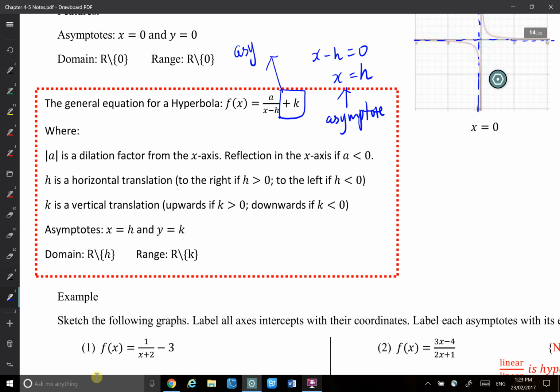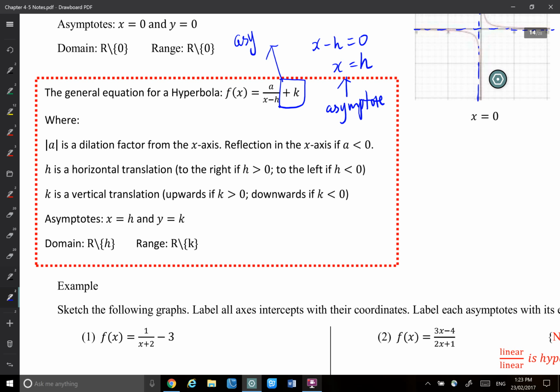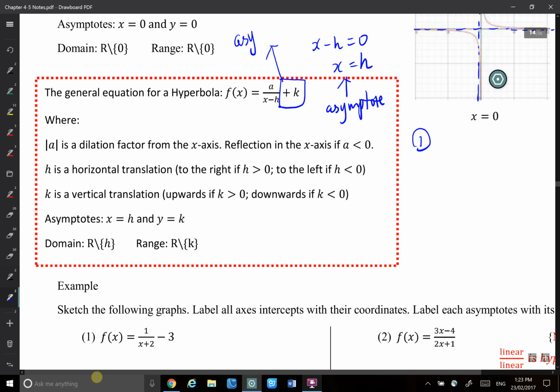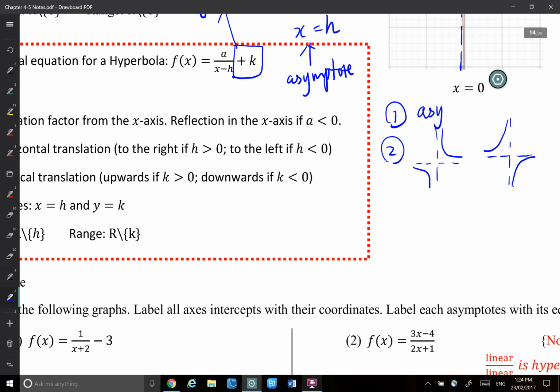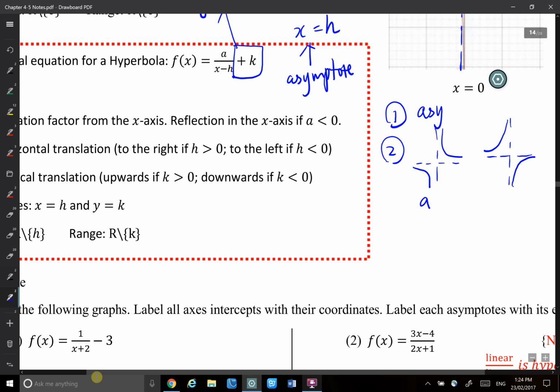So the next thing, when we draw the graph, we first make sure what the asymptotes are. We sketch the asymptotes first. The second thing is we want to know the direction of the graph. It's either in those two parts or in those two parts. I want to know which one. It's either a positive or a negative one. So what value do we look at? We're looking at the a value. If a is greater than 0, we will have that. If a is smaller than 0, we will get this one.